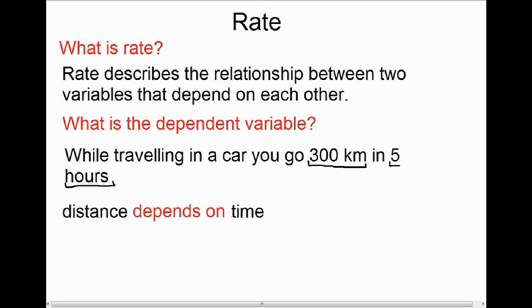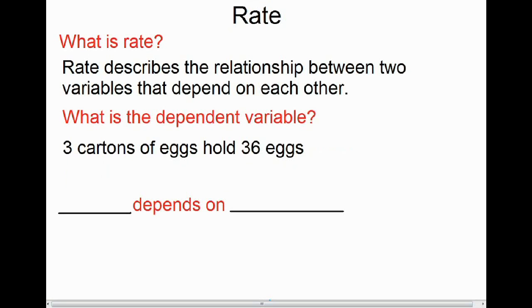So let's look at another example and try to find out what depends on what. In this example, we have 3 cartons of eggs, and those 3 cartons of eggs hold 36 eggs. So the two variables that we have are the number of eggs and the number of cartons. If we're asking ourselves what depends on what, what would make the most sense here is that the number of eggs depends on the number of cartons.